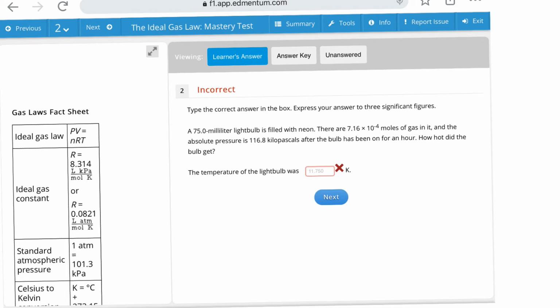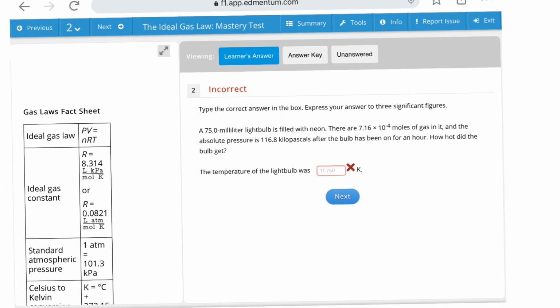First thing we have to decide is, what are they asking us for? They asked us, how hot did the bulb get? Which one of these could that be talking about? Pressure, volume, number of moles, gas law constant, or temperature? Well, it's talking about temperature. So let's put the formula down. PV equals nRT.